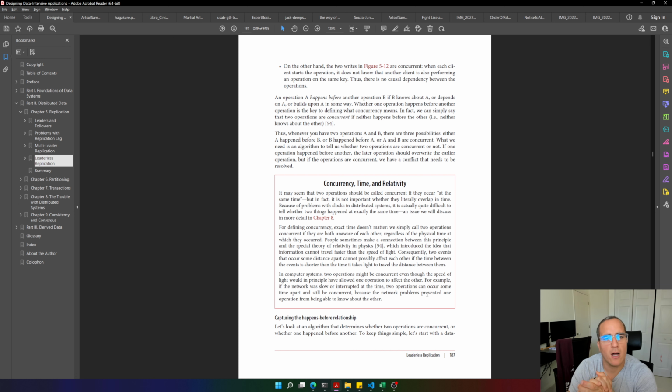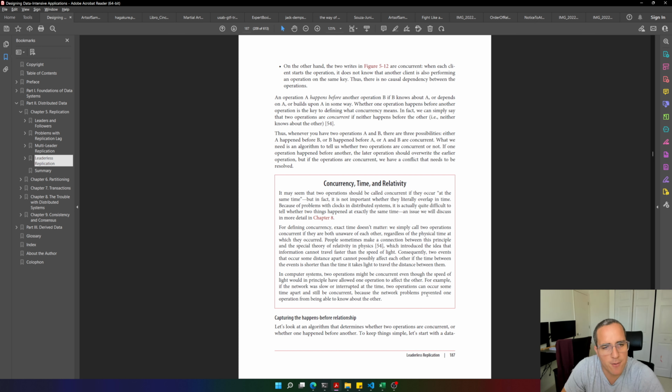Thus, whenever you have two operations A and B, there are three possibilities: either A happened before B, or B happened before A, or A and B are concurrent. What we need is an algorithm to tell us whether two operations are concurrent or not. If one operation happened before another, the later operation should override the earlier operation, but if the operations are concurrent, we have a conflict that needs to be resolved.